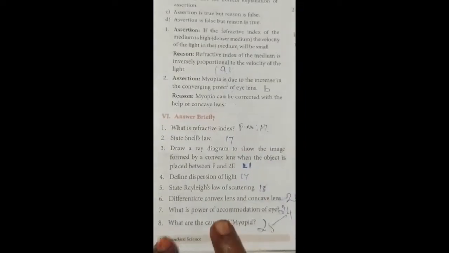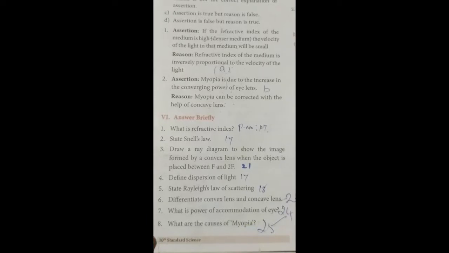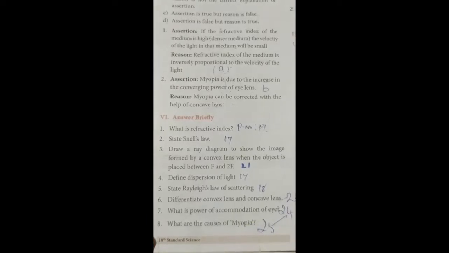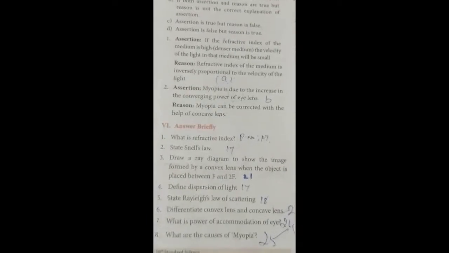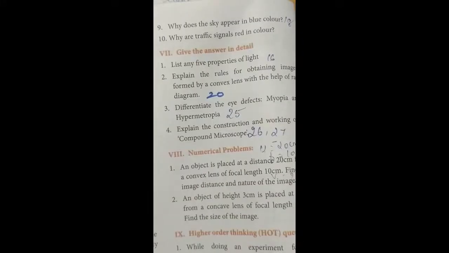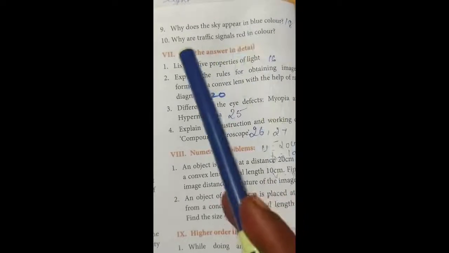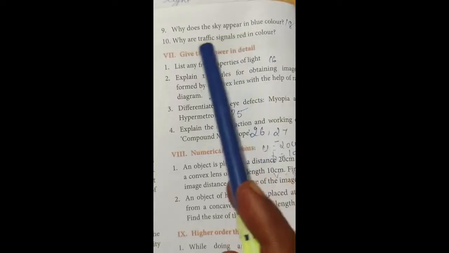Then 8th question, what are the causes of myopia, that is page number 25. Page number 25, causes of myopia, just you have to mark it. Next question, why does the sky appear blue in color, page number 18. Only this question I did not give, I think.